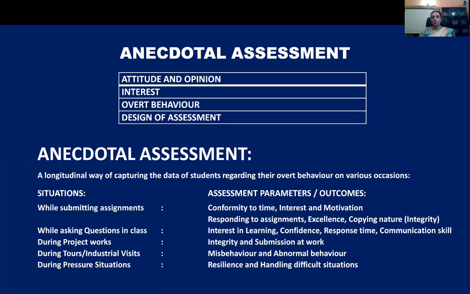Asking questions in the classroom is a different situation wherein the interest, communication skill, response time, and confidence of the learner may be assessed. While doing project works, the integrity and submission of the learner may be assessed. The abnormal behavior and the misbehavior of the learners may be evaluated during tours and industrial visits, while the resilience during difficult situations may be assessed during pressure situations.